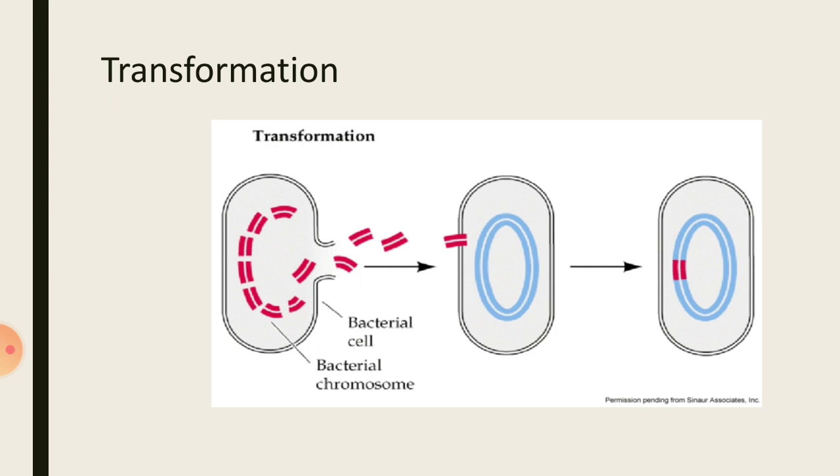S type strains are smooth walled strains. They are very harmful. And R type strains are generally rough walled. They are not harmful at all. It is also known to all of us. Actually, they took mice for their experiment. In the first step, Griffith injected the S type strain into the mice.